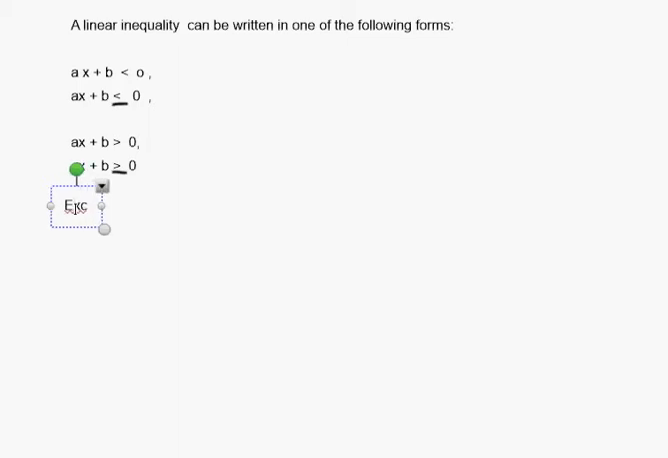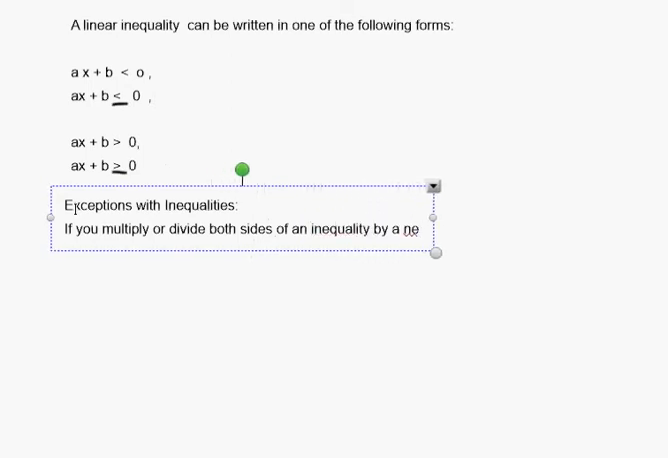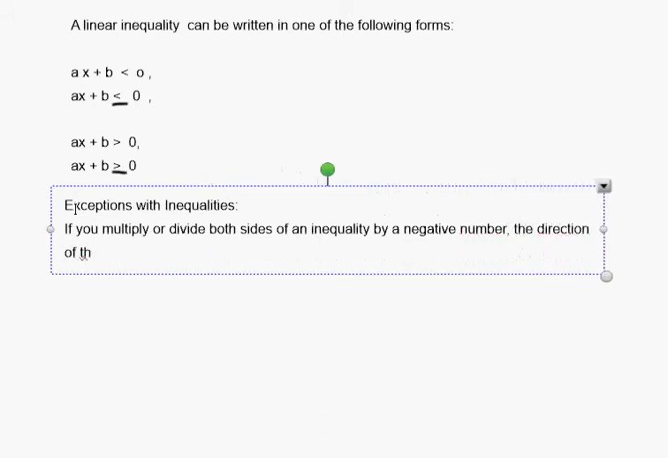Now, exceptions with inequalities. If you multiply or divide both sides of an inequality by a negative number, the direction of the inequality symbol must change.